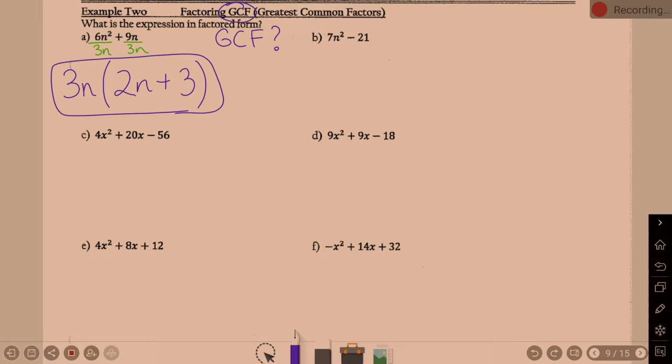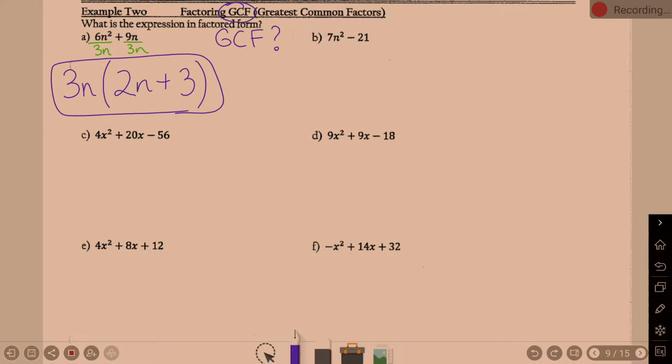Okay, B, 7n squared minus 21. First question, is there a GCF? Yeah. 7. 7 and 21 can both divide by 7. Are there any variables in common? No. 7n squared has n's attached, but 21 does not. If 21 has no n's, we can't say there's an n in common.